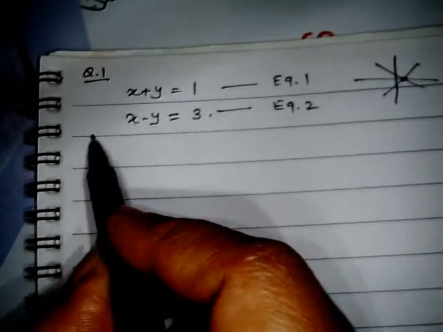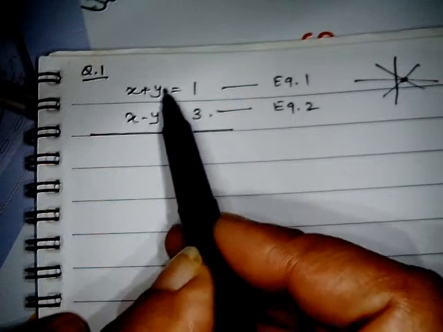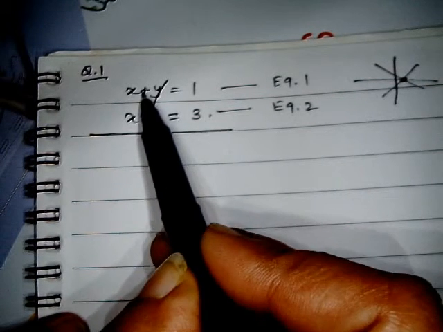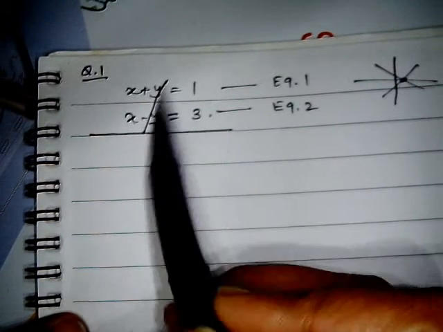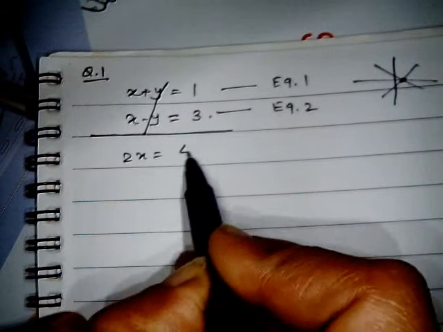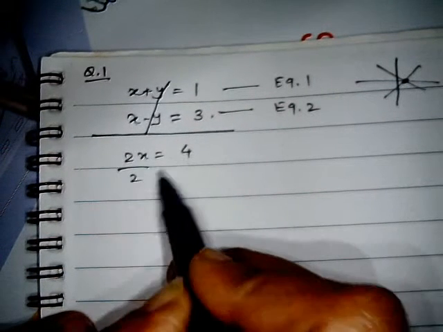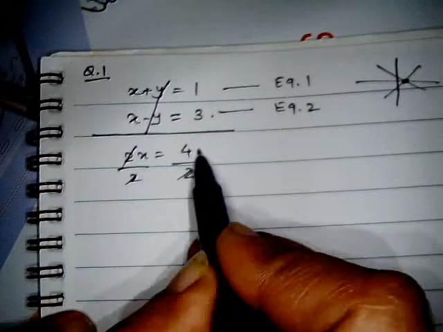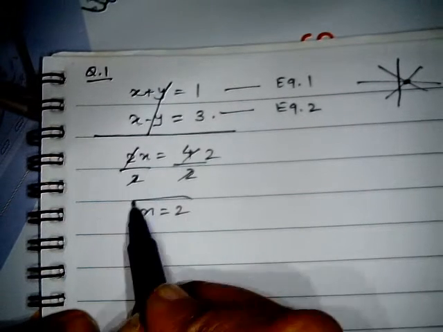Simply when I add these equations, this y will cancel out because this y has a plus sign and this y has a negative sign, and we get 2x equals 4. Now you need to divide by 2, and when you divide, x equals 2. So we got the value of x.